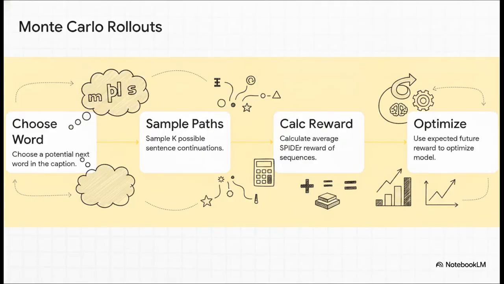So the logic flows like this. Step 1, the AI chooses a potential next word. Step 2, it runs those Monte Carlo rollouts, sampling several possible ways the rest of the sentence could play out. Step 3, it calculates the average SPIDEr reward of those imaginary completed sequences. And finally, step 4, it uses that expected future reward to optimize its choice in the present. It literally learns what works best by simulating the future.